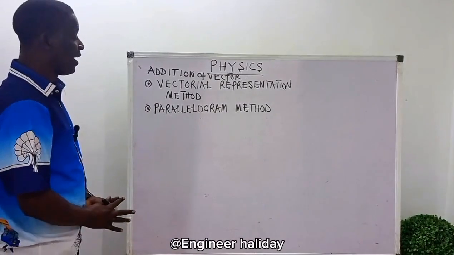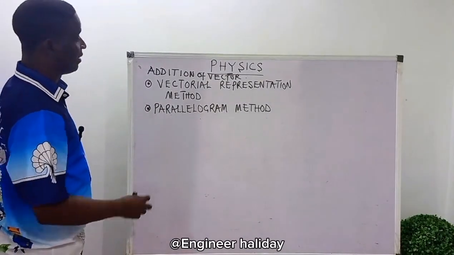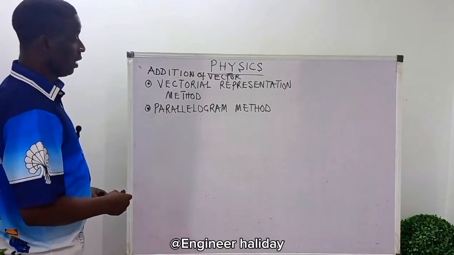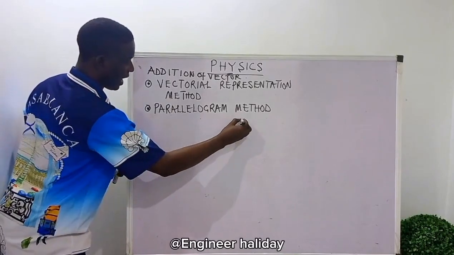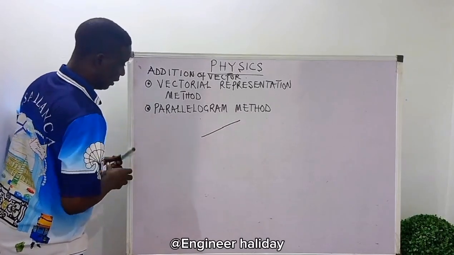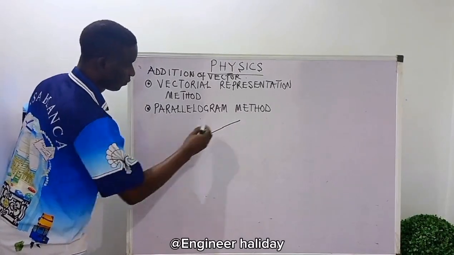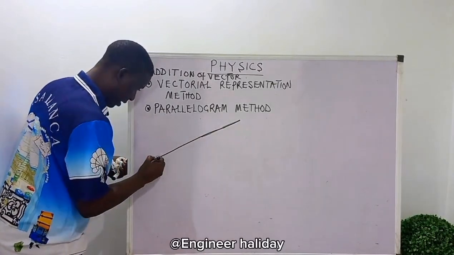Now we want to look at the vectorial method, but I want to come from that triangular parallelogram method to explain something here. Let's draw the parallelogram again.